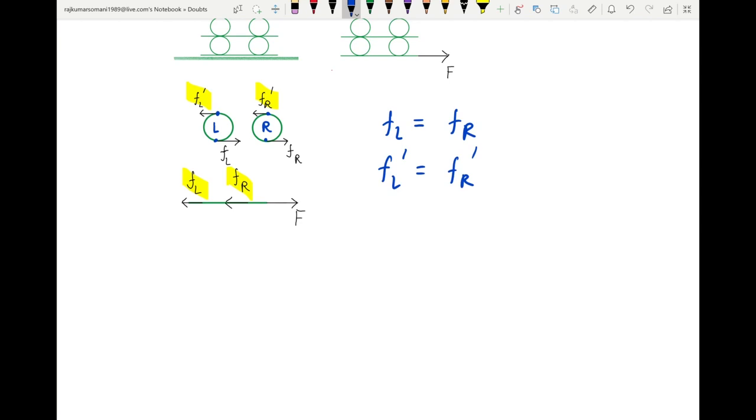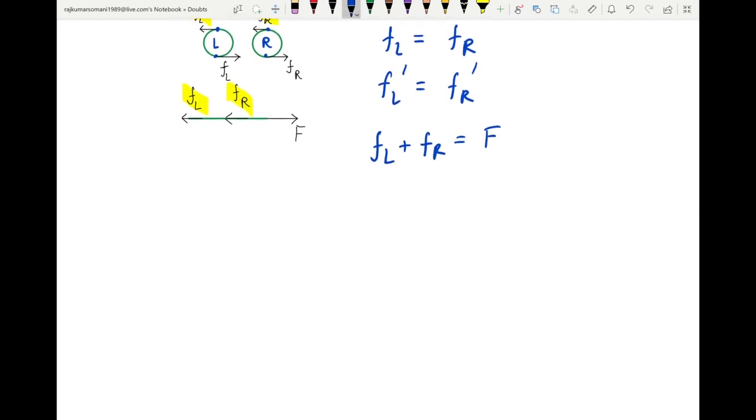So from now on, we will not consider two separate frictions. Instead, I can directly say that FL plus FR equals capital F. Why? Because the planks are massless, so the forces have to be balanced, and we know that FL equals FR, so both of them are f, so 2f equals capital F, so the friction is F by 2. So we are going to use the term f instead of L and R as notation from here onwards.